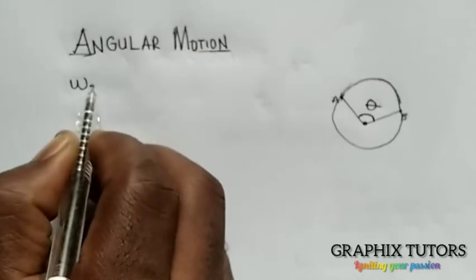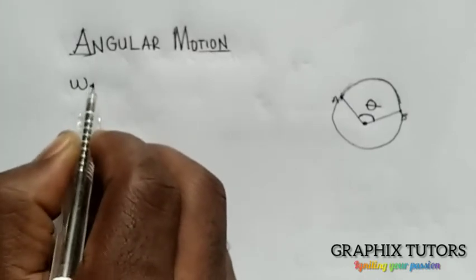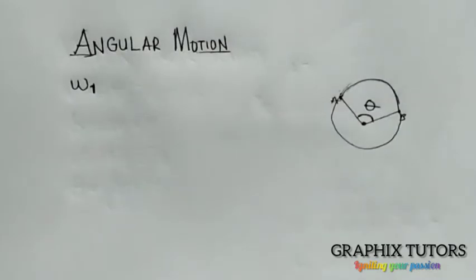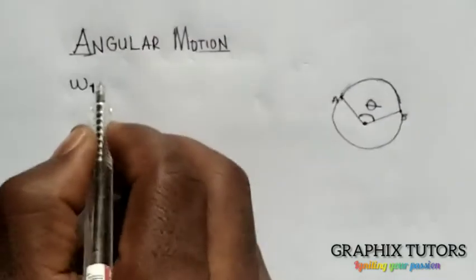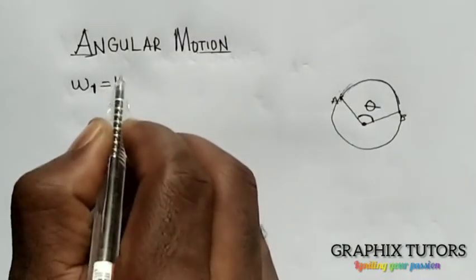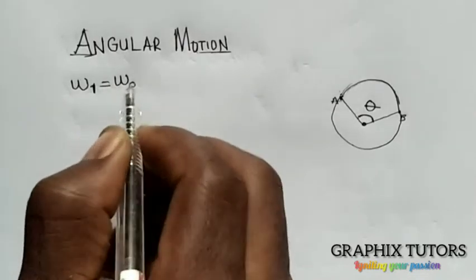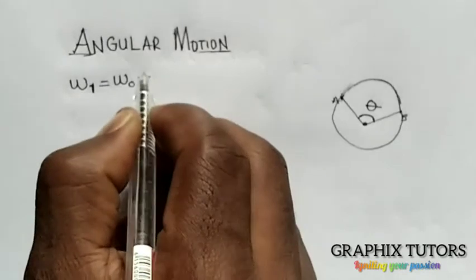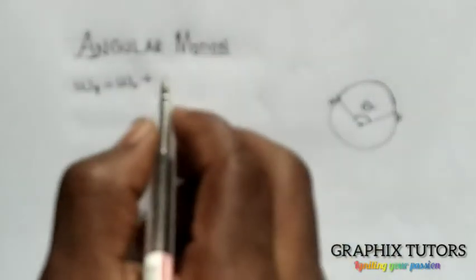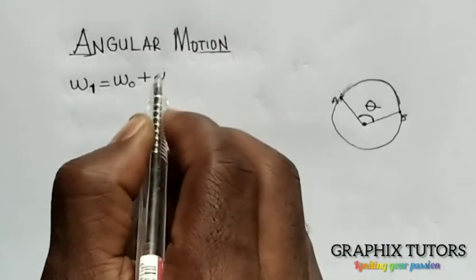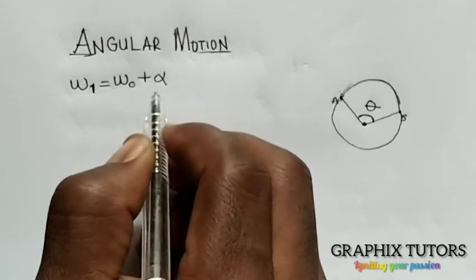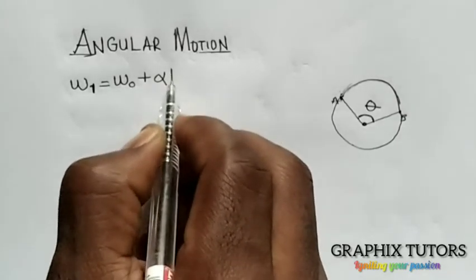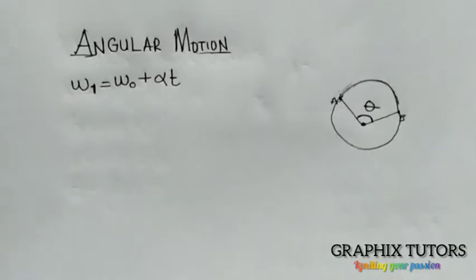I can call it w1, right? I call it omega, which equals the initial angular velocity, which replaces our u, plus our acceleration, which is giving us what? Alpha, call it angular acceleration, times t. So we call our alpha angular acceleration.